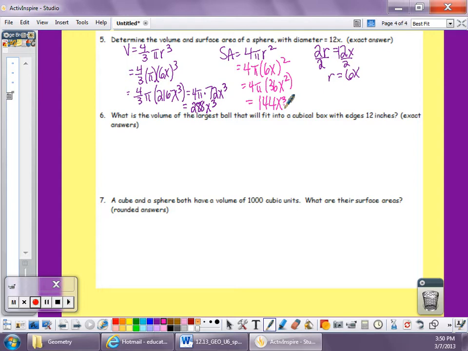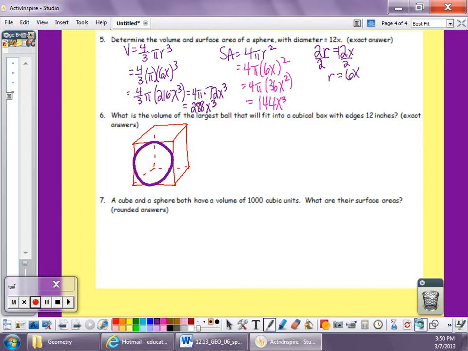box with edges 12 inches? After doing the first one, you'll see that there's so much similarity in the second one. So what I'm dealing with is I have a cube here, and in this cube sits a sphere.